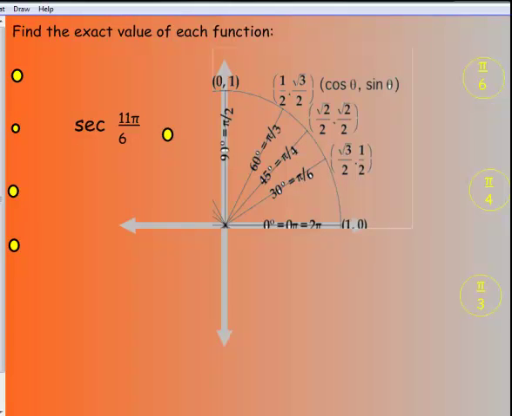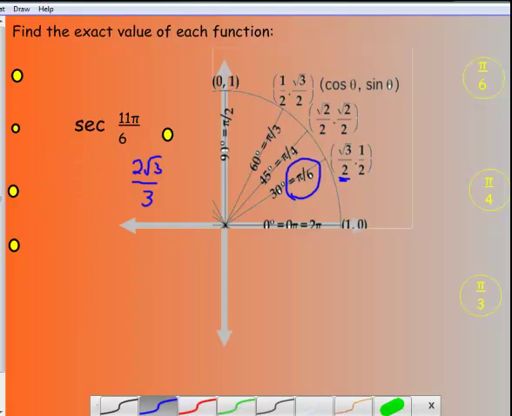We'll look at one last one: 11 pi over 6, so that we get to look at each of the multiples. There's pi over 6 right there. I know secant refers to cosine, so I'm going to flip that. So I know I am 2 over radical 3. Rationalize that, I get 2 radical 3 over 3. So I know that's part of my answer. Now I just have to figure out, is it positive or negative? Where does 11 pi over 6 get me?